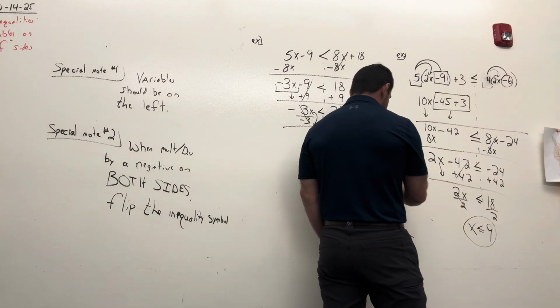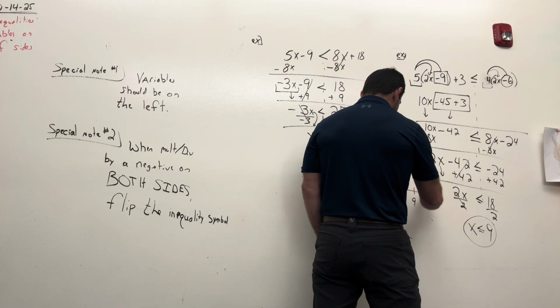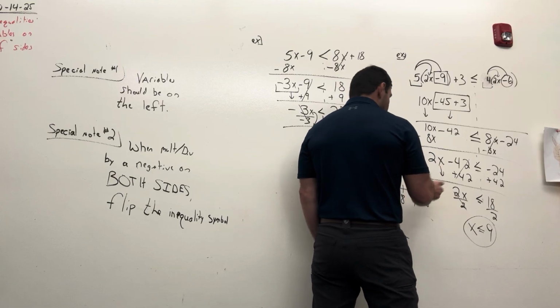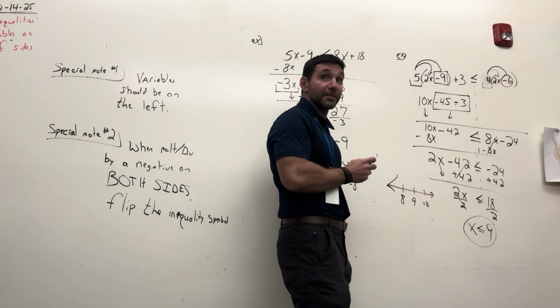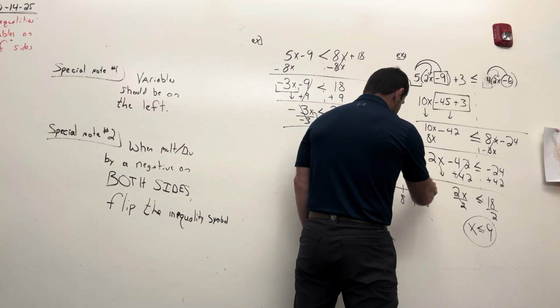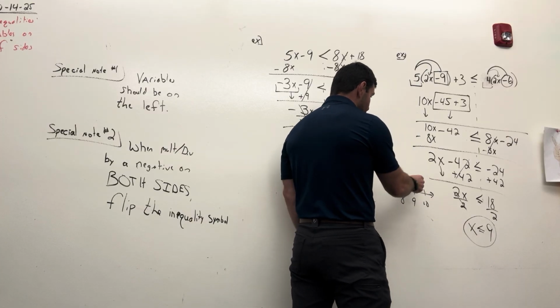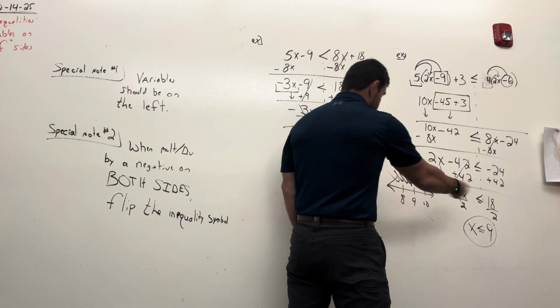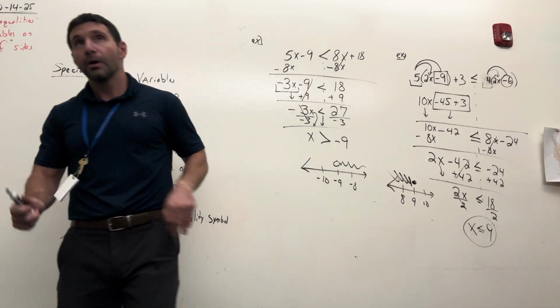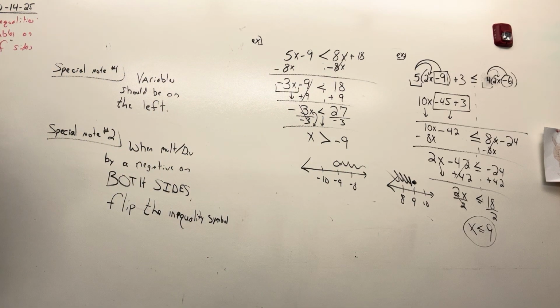Now when we graph, I've got my 9, I've got my 10, I've got my 8. Closed circle because of the equal to sign. That means that 9 is part of my solution set. And then we shade towards the notes. What questions do we have?